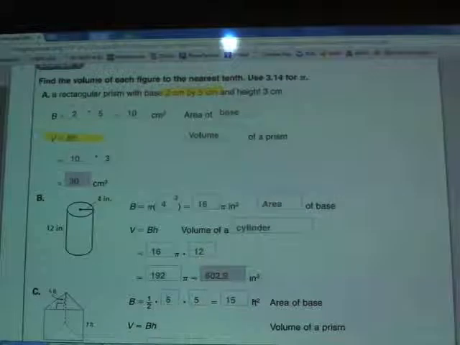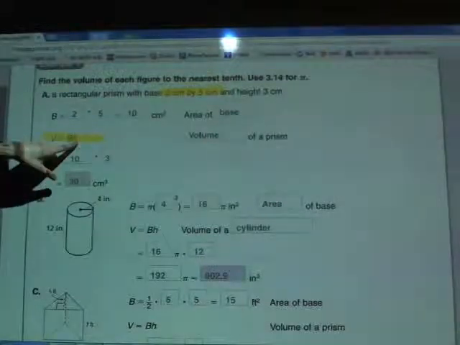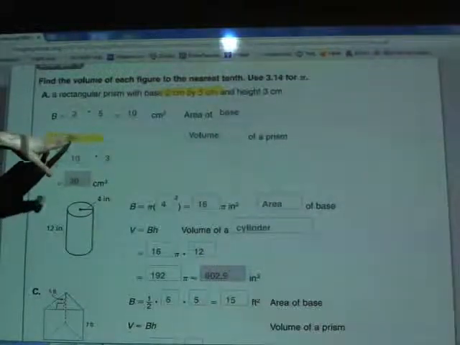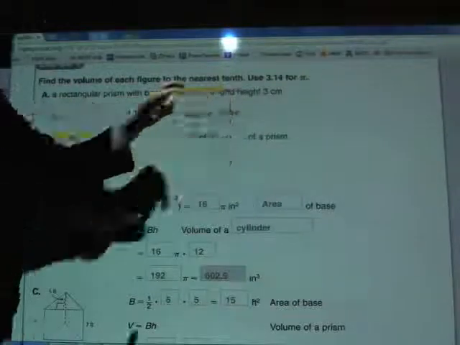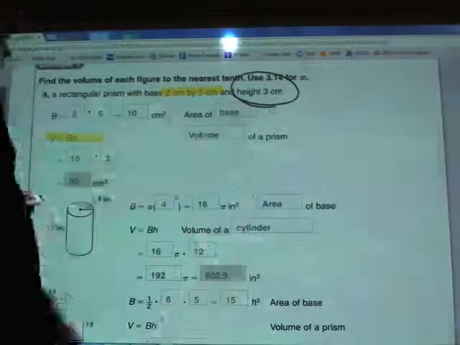Now, the other component that's involved in the formula here is the height. The height is how tall the shape is. Well, that's what they tell us here at the end of that sentence. They tell us it's 3.